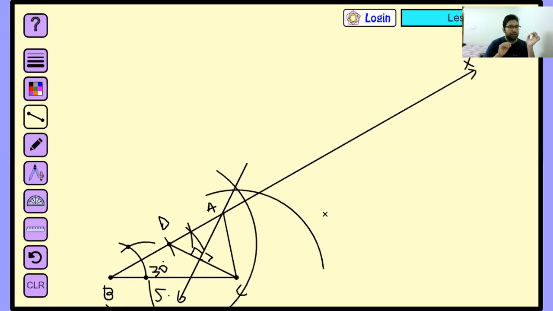Class, again I'm repeating. First I have drawn BC. Second I have drawn angle CBX of 30 degrees. Third step, I have taken an arc BD of 3 centimeter upwards. After that, I have joined D and C. Now we have drawn a perpendicular bisector of CD to cut BX at point what? At point A. And finally, I have joined A and C.